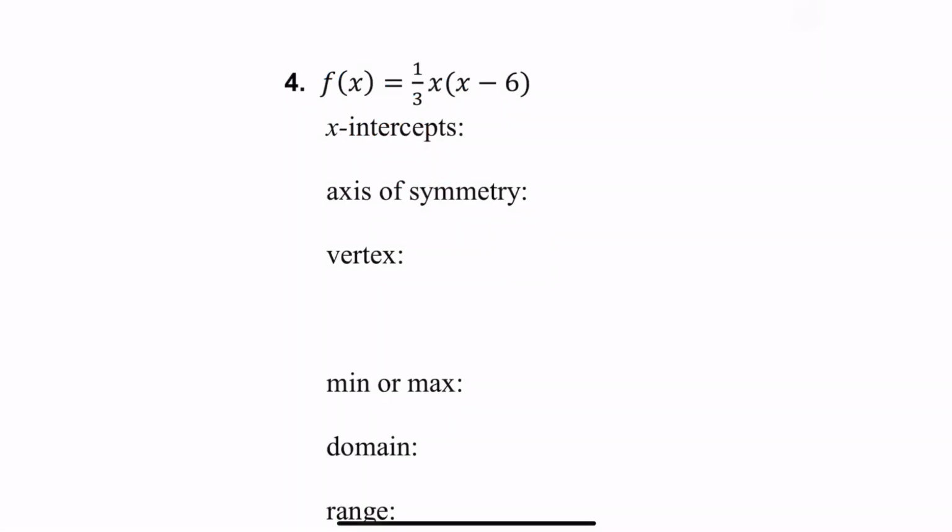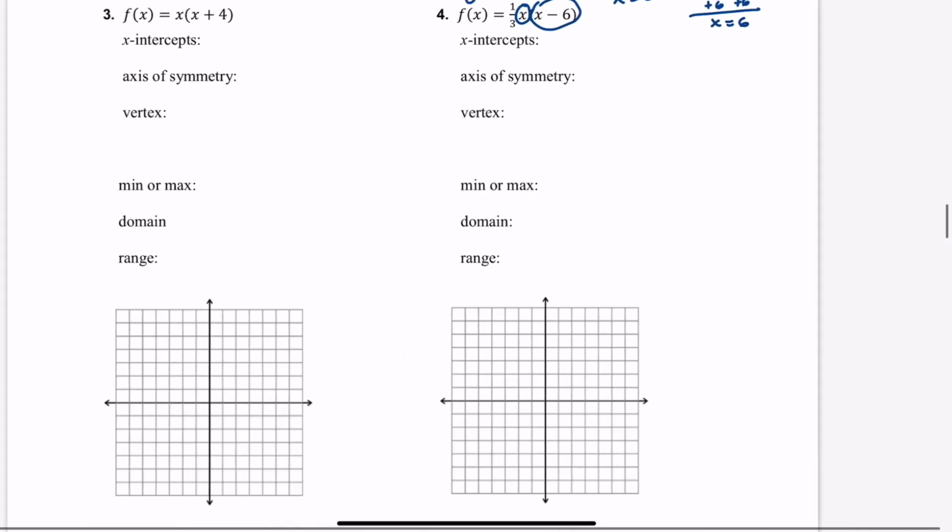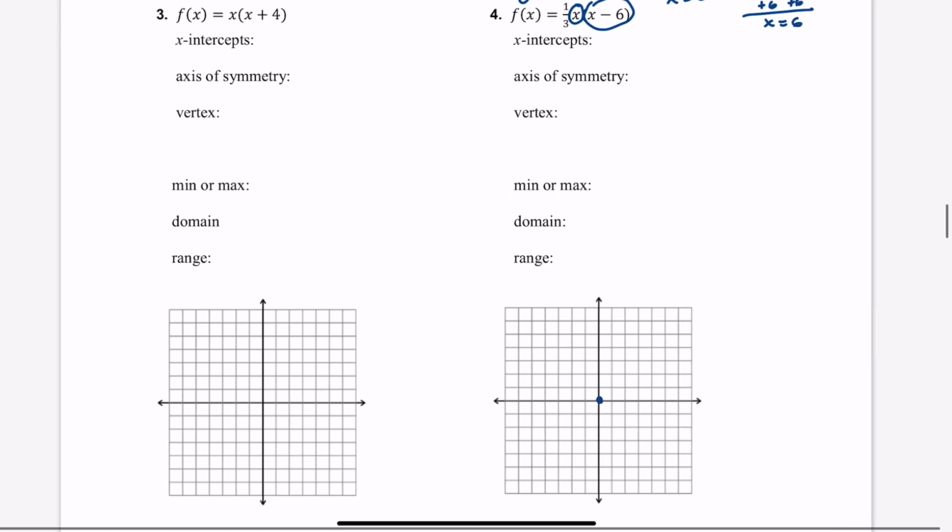So if we're finding on number 4, we're going to find the x-intercepts. We're going to put a 0 in for the y. Now 1/3 will not equal 0, so we don't need to look at that part. We just need to look at the x and the x minus 6 and set both of those equal to 0. So x is equal to 0, and if we add 6 to both sides, our x is going to equal 6. So our x-intercepts are at 0 and 6. If we wrote that as points, we'd have the point 0, 0 and 6, 0.